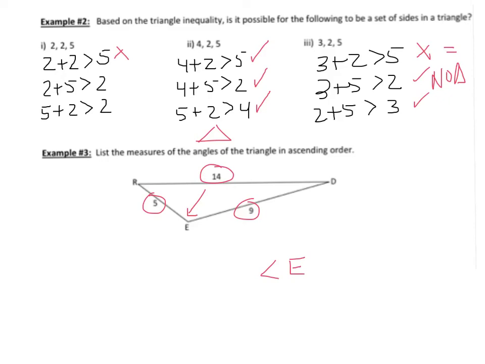5 is going to be opposite D. That is going to be the smallest. So angle D is the smallest, which means that angle F is right in the middle. So when it says in ascending order, that means smallest to largest. So smallest angle D, largest angle E.